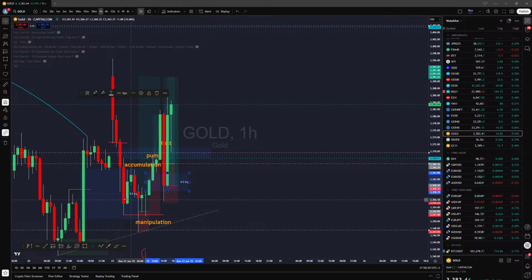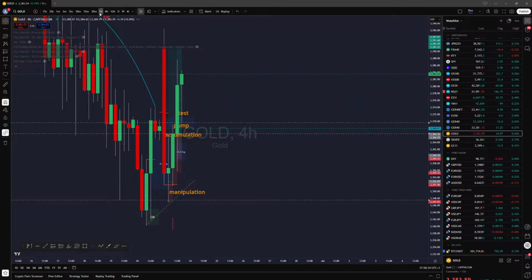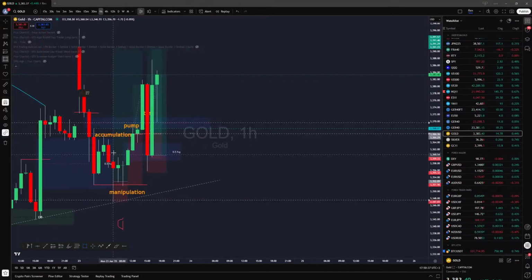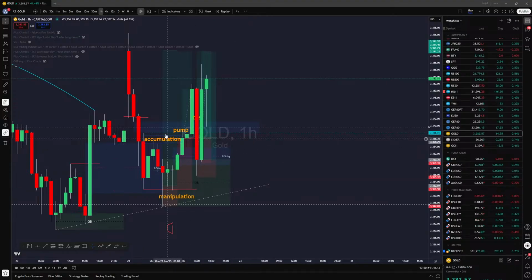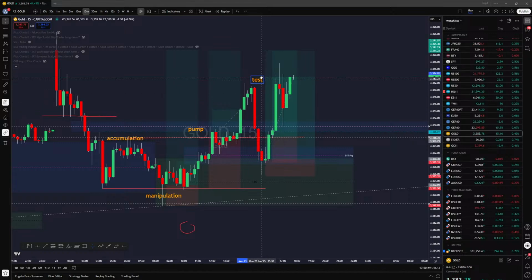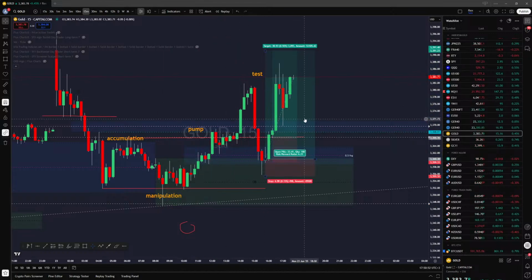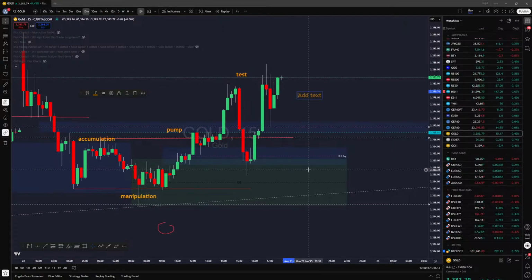Let's hide the indicator. And a huge order block on the 1 hour, this one. Test. I will mark everything so it will be seen clearer. And then we have distribution.